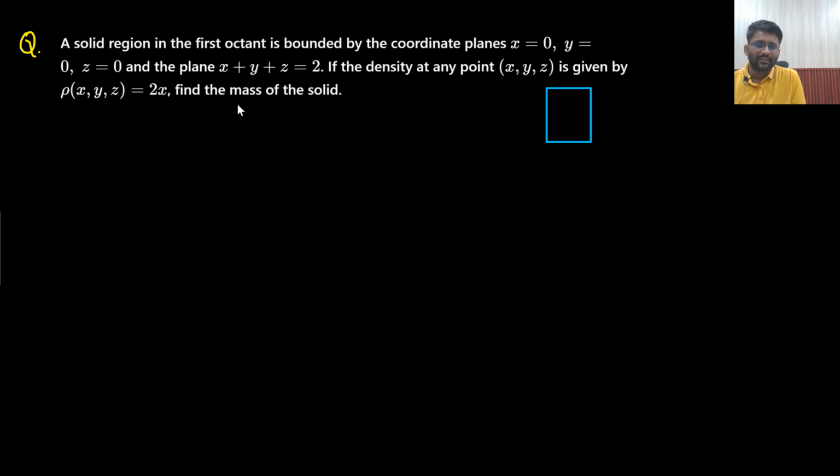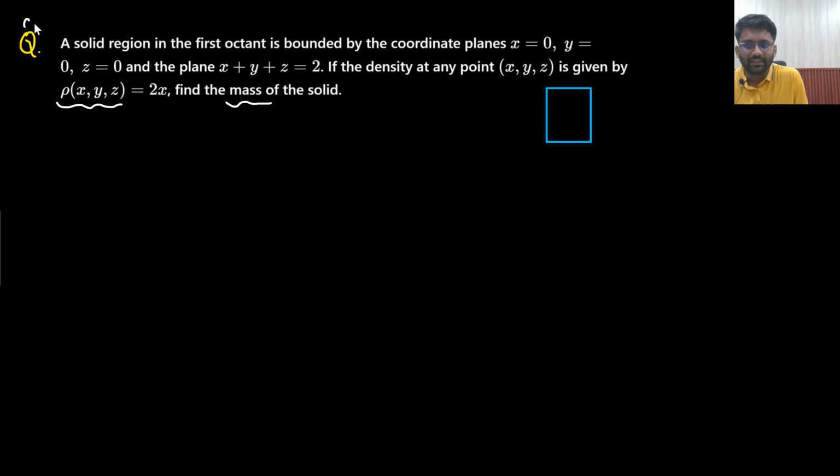Now, sir, what is this mass of solid? Sir, everything is given as solid region in the first octant, x equals 0, y equals 0, z equals 0, x plus y plus z equals 2. Sir, everything I would be able to make, but sir, what is this mass? And sir, what is this density at any point? What do you mean by this density?